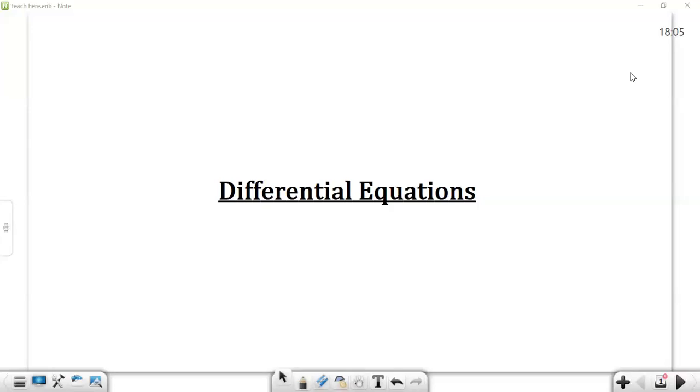So differential equations. This is the most important chapter of the calculus part. We have to give it complete attention, and also practice these questions very carefully. Before practicing and solving questions, we will need to understand the concept very deeply and comprehensively. So let's start with what differential equations are.